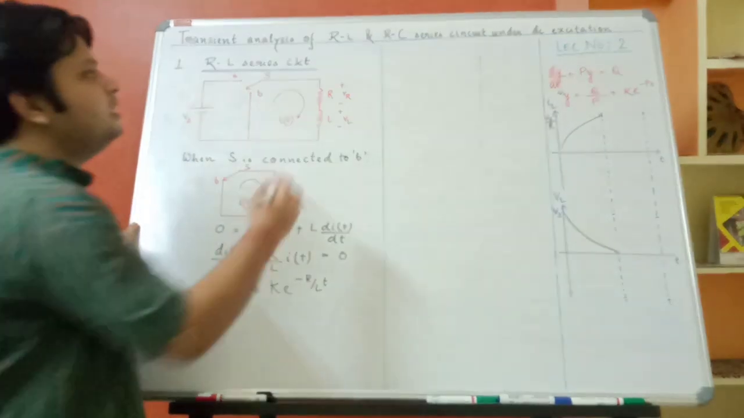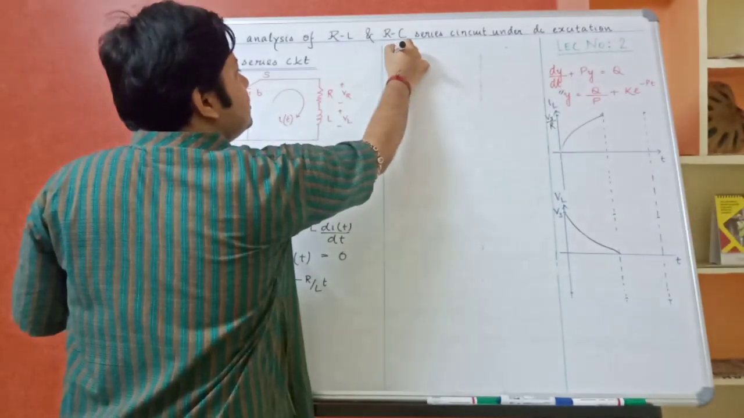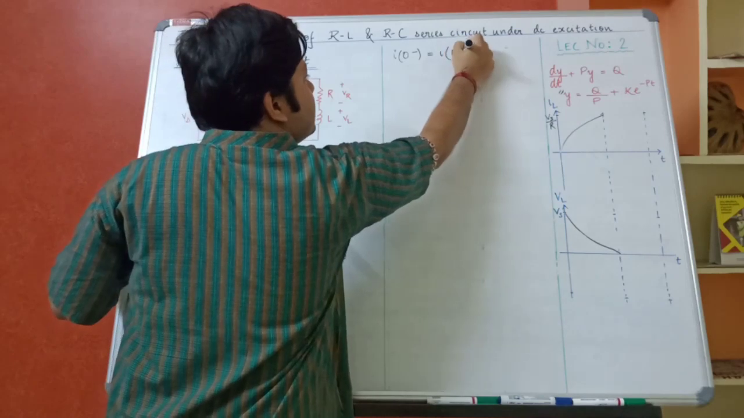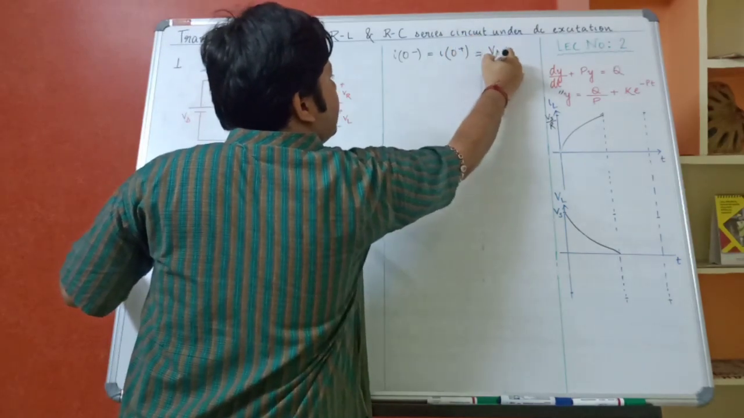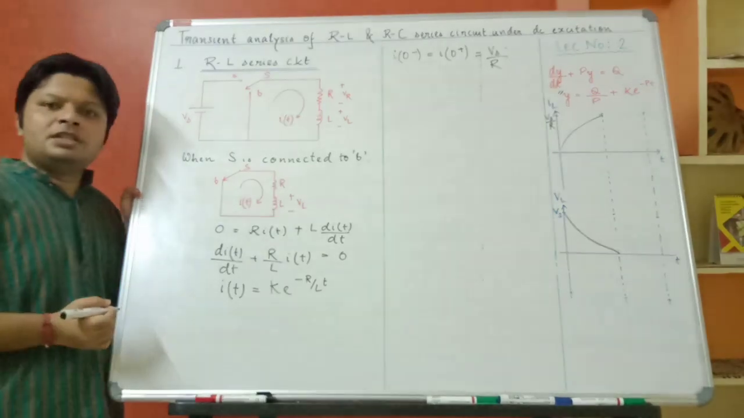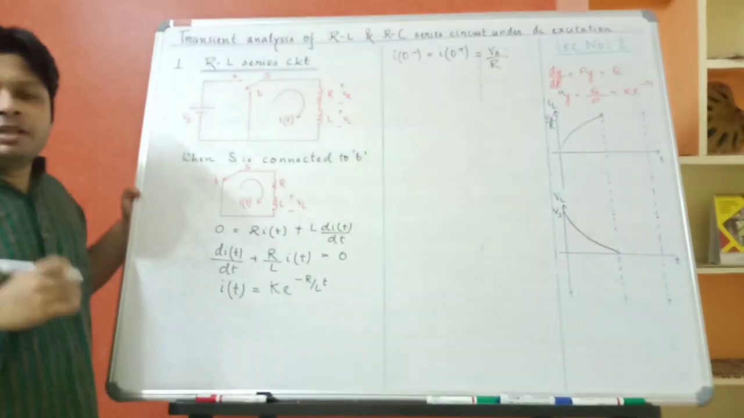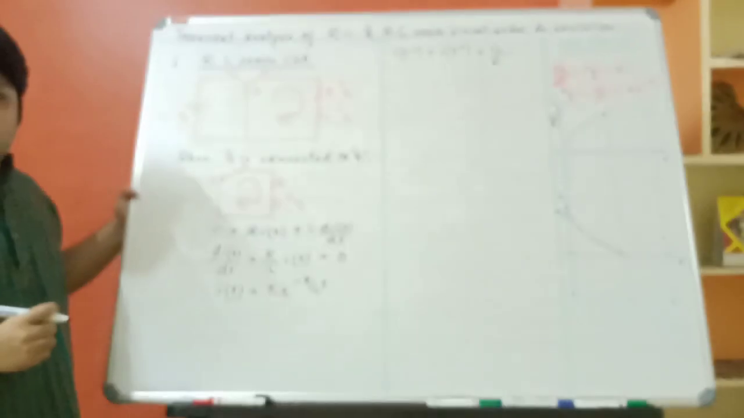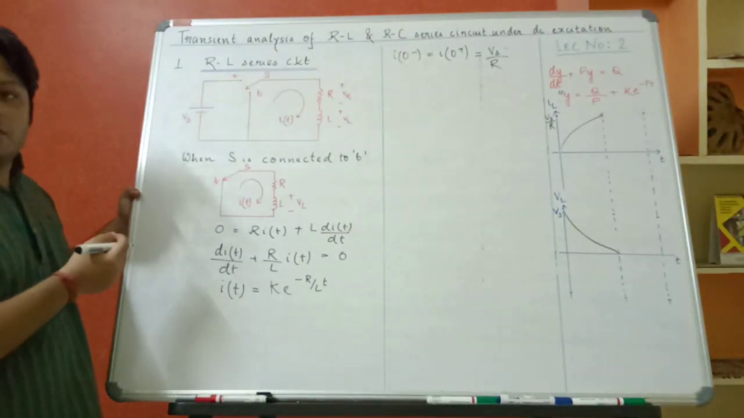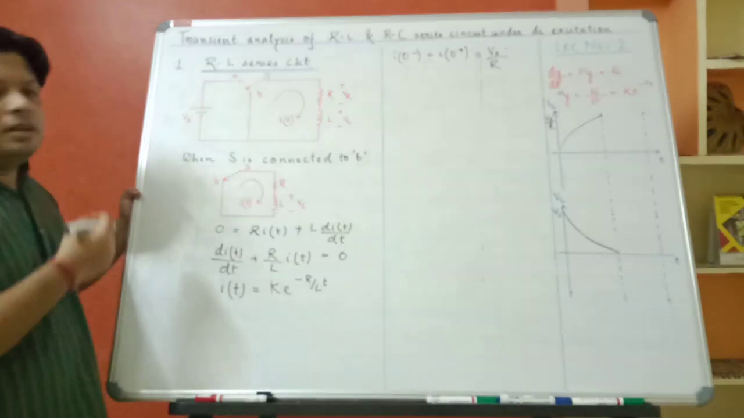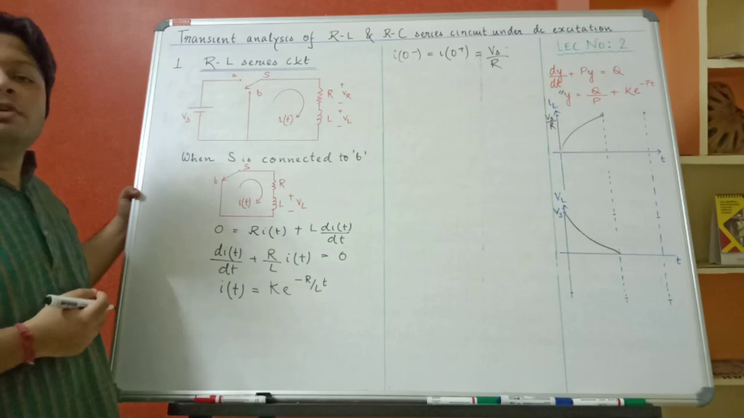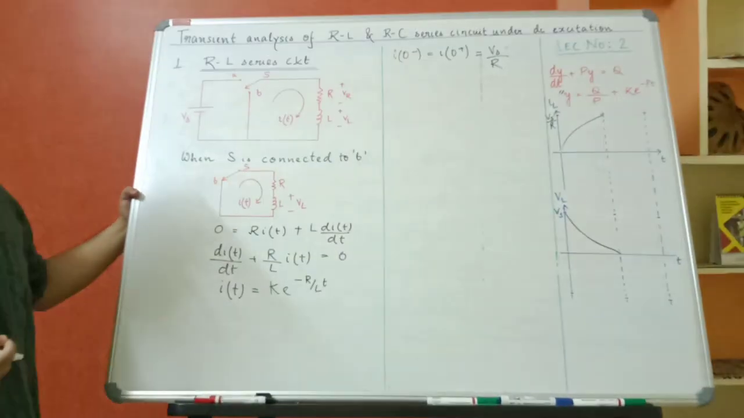So what will we write? I0 minus is equal to I0 plus is equal to Vs by R. Same concept: inductor doesn't allow change in current. So previous current and present current will be the same for a certain instant. Previous current stopped at Vs by R, so present current also will start from Vs by R. So I0 plus will be Vs by R. That is my initial condition.